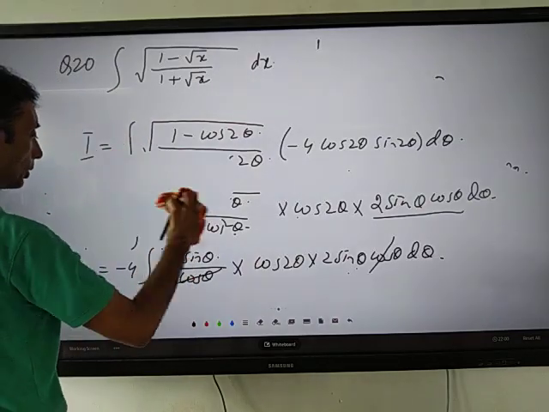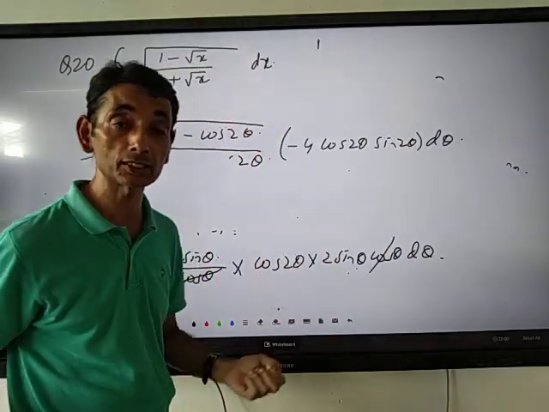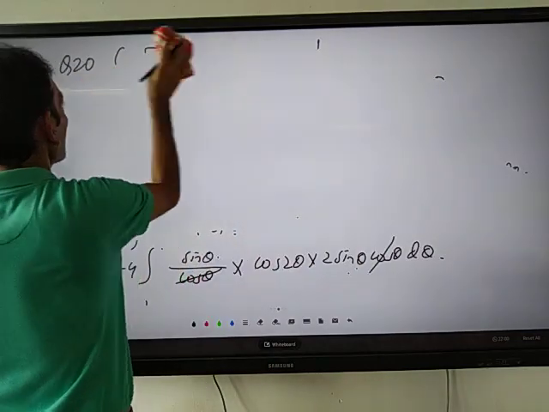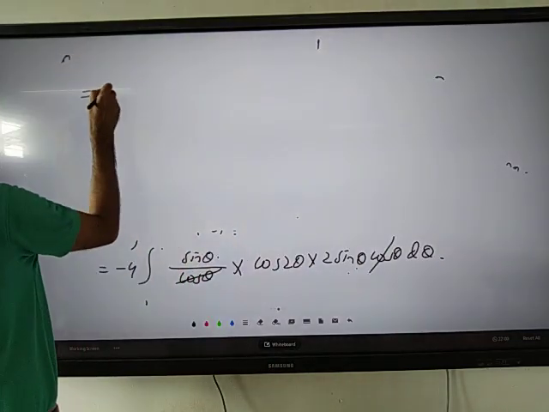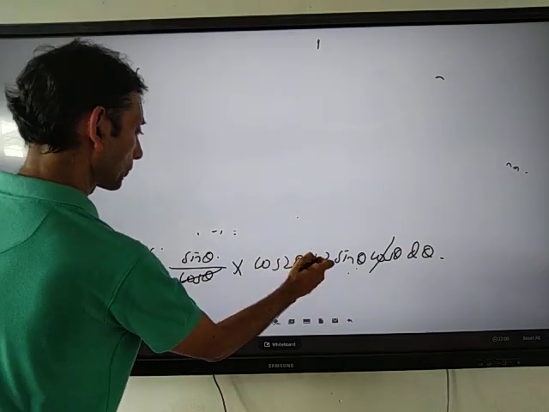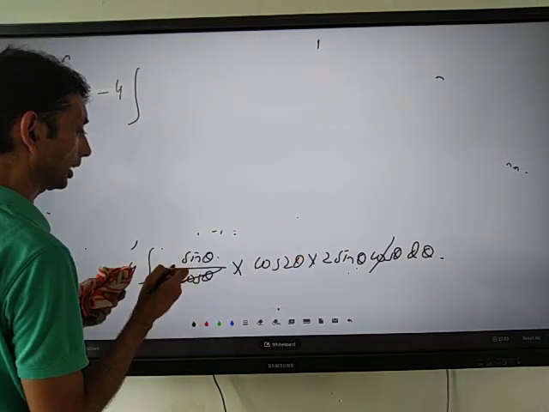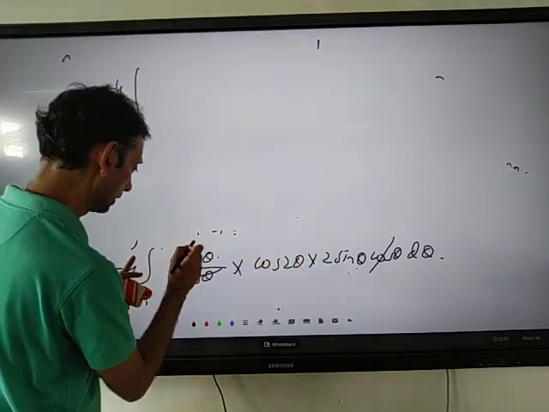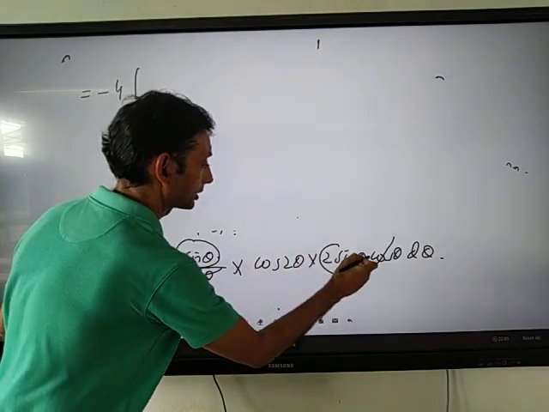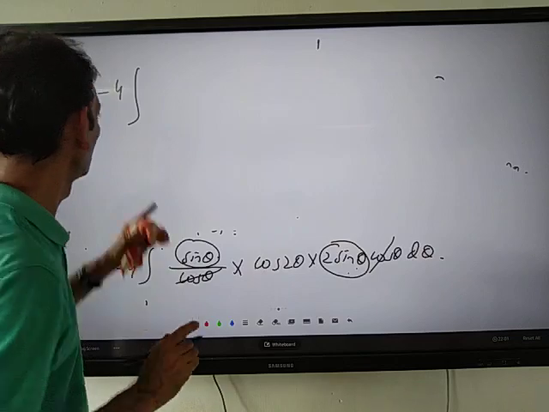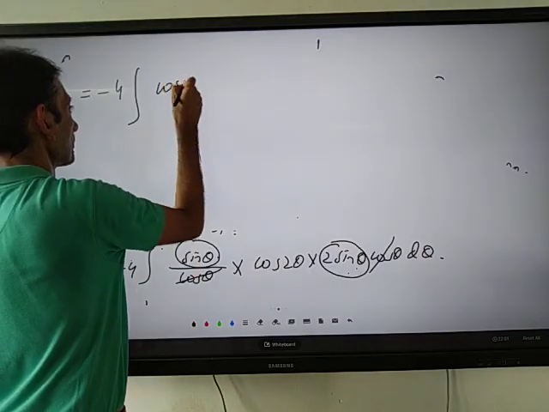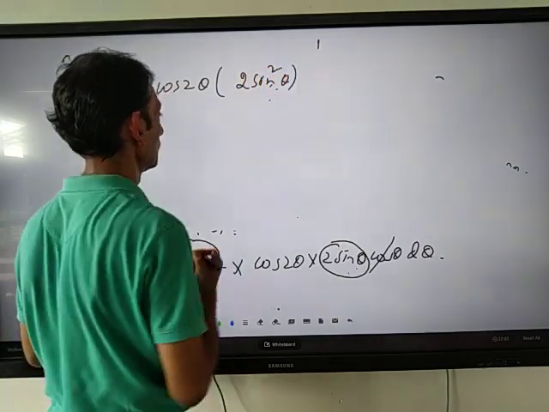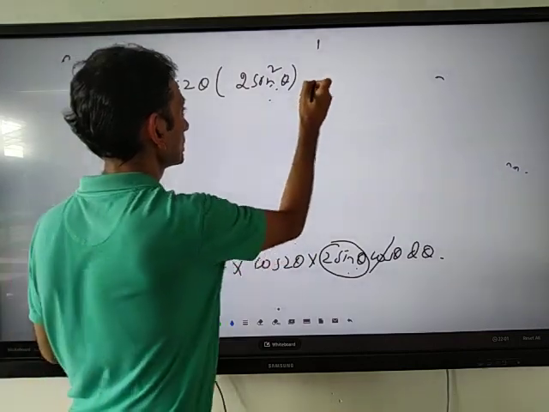Okay. Let's go ahead. In integrations, you need lots of practice. Next, we can just simplify this. It's minus 4. Remember this? It's minus 4, and you can of course multiply with 2. If we just multiply it with 2, we'll not use this 2. There's a reason for this. This sine theta and 2 sine theta, we just use together. So I'll just write minus 4 cos 2 theta, and I'll just write 2 sine square theta d theta.